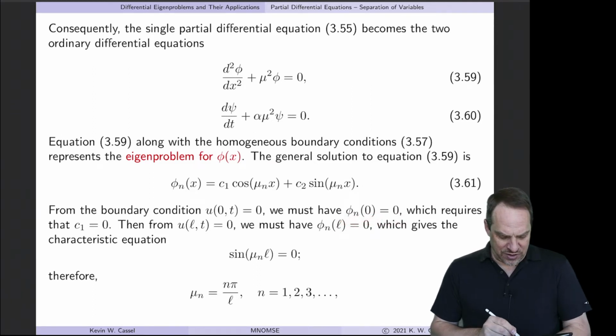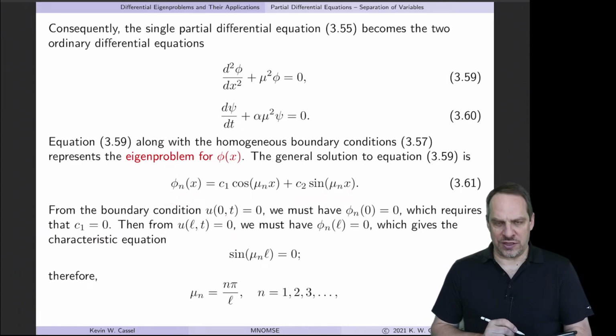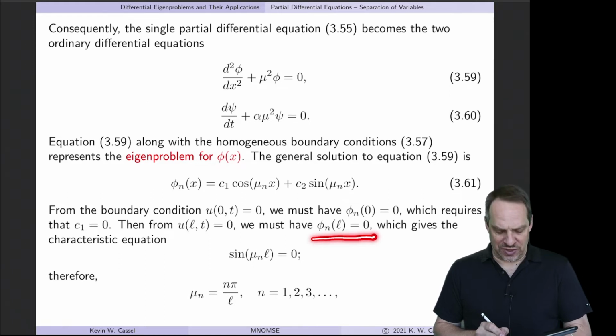So because of that, you put in 0 for x, cosine of 0 is 1, and that has to equal 0. So this term has to go away, so c1 is equal to 0. So we get that phi sub n is c2 sine mu sub n x. Now u at x is equal to L also has to be 0, our other homogeneous boundary condition. So phi at L must be 0 to satisfy that.